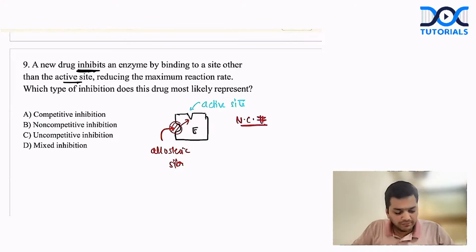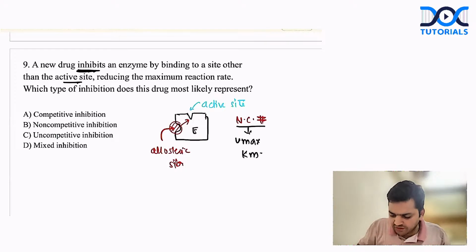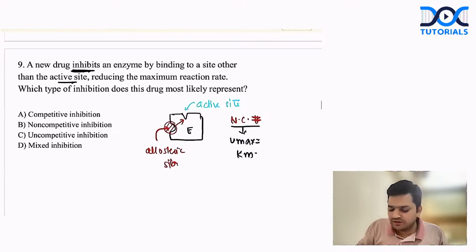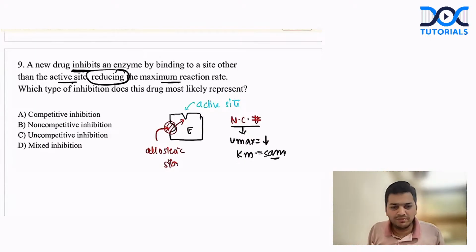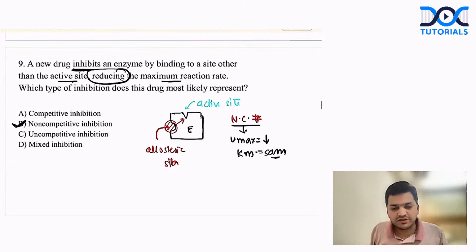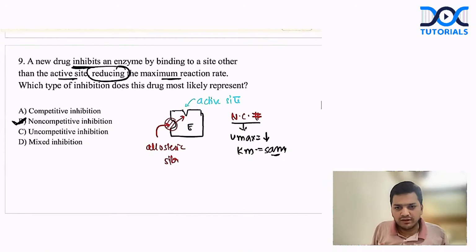Can you help me with the answer: in non-competitive inhibition, what is going to happen with the Vmax? What is going to happen with the Km? In non-competitive inhibition, the Vmax is going to reduce and the Km is going to remain the same. And this is what they have written, that the maximum rate of reaction is reduced, the Vmax is reduced. So we are going towards non-competitive inhibition.